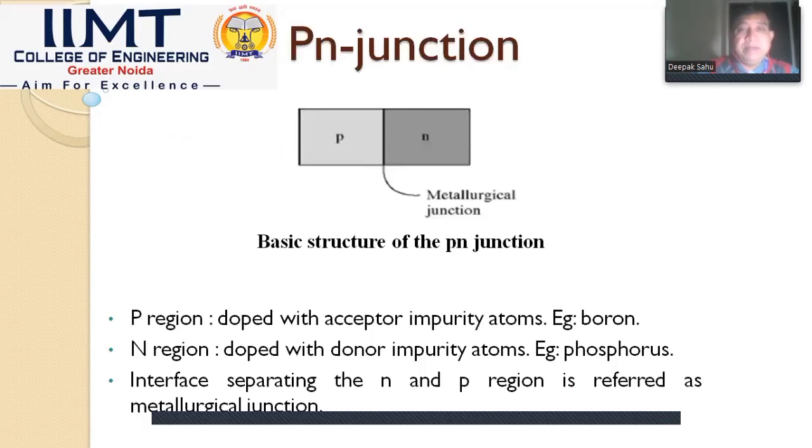Now we move to the region of interest, which is basically a PN junction diode, which is a specific component in most electronic devices.